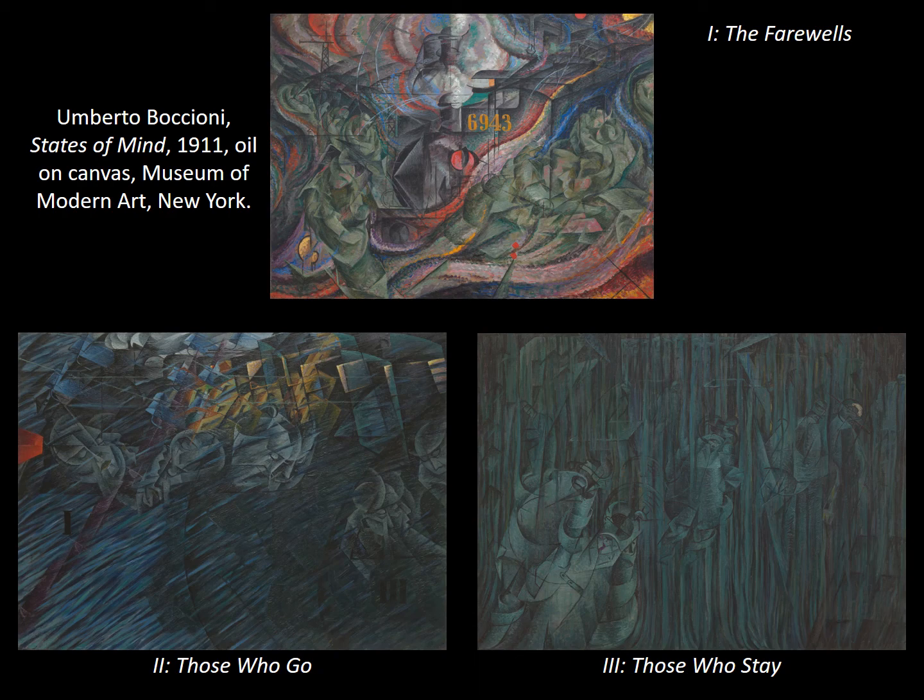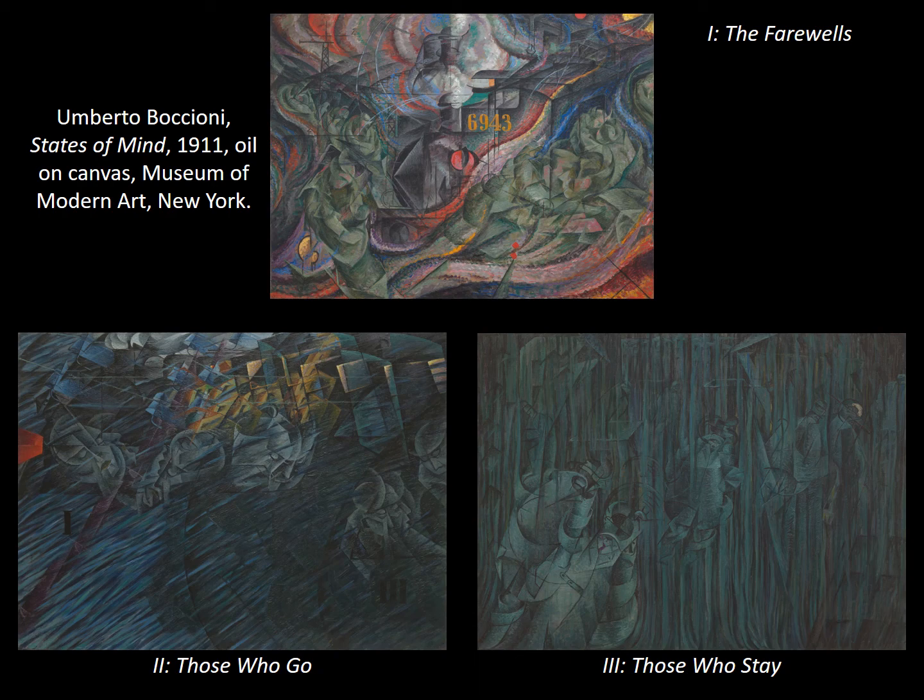So again, this was supposed to be somewhat cinematic. We're looking at three pictures that are supposed to represent a train arriving and people departing on the train. So the first one is The Farewells. So this is the train approaching. The second one is Those Who Go. And then you see the train departing. And the last one is Those Who Stay, which is about the people left behind.